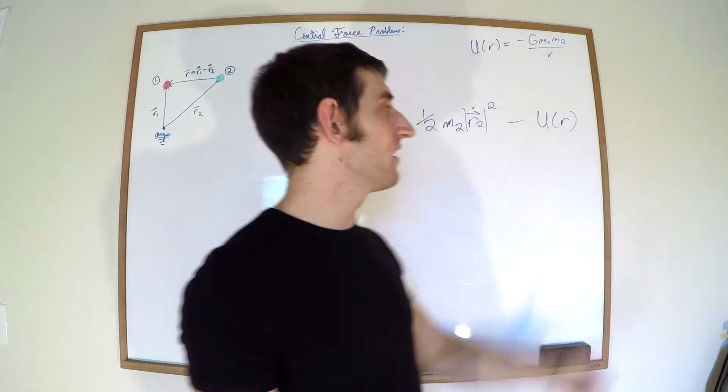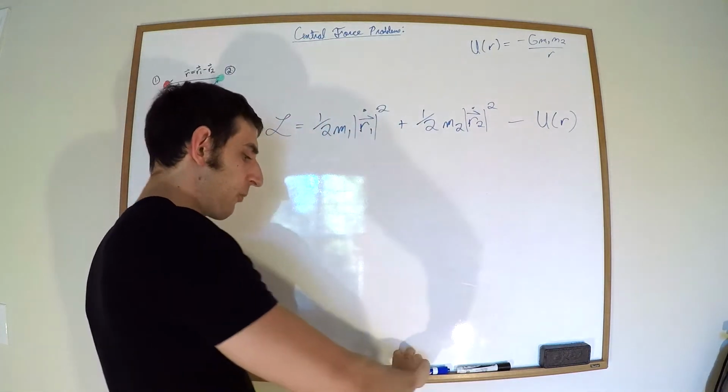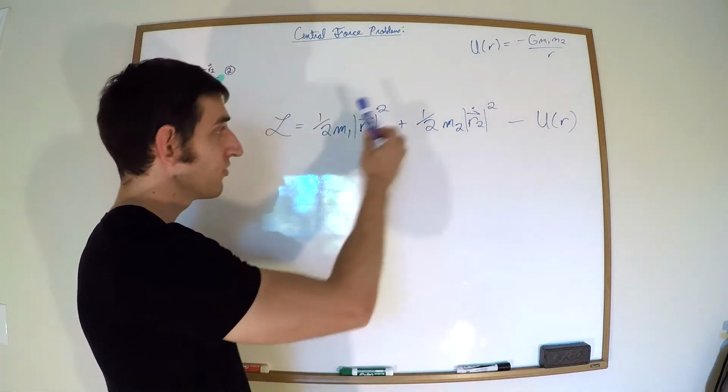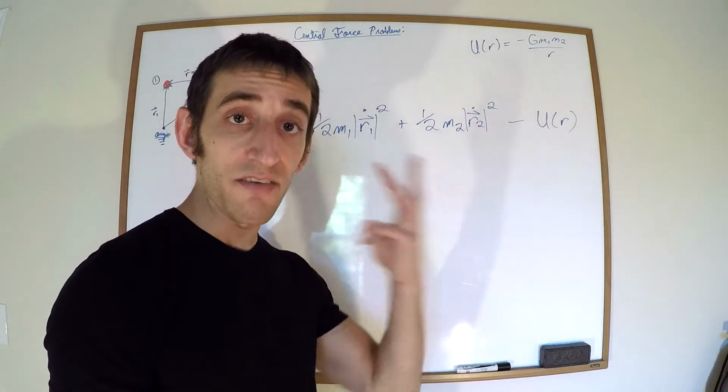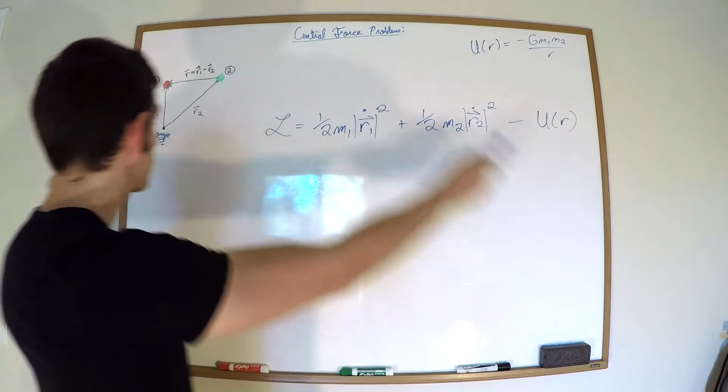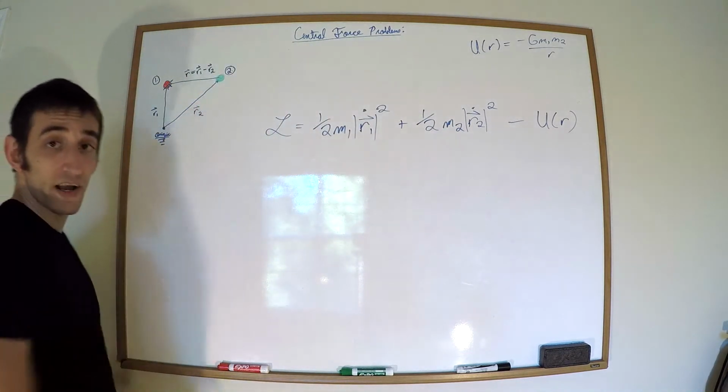So looking at this, we see that the main culprit, the main problem, is that we're using vectors r1 and r2. And those vectors each have 3 degrees of freedom. We need an x, y, and z for this one, and an x, y, and z for that one.